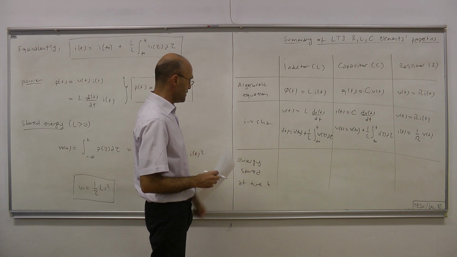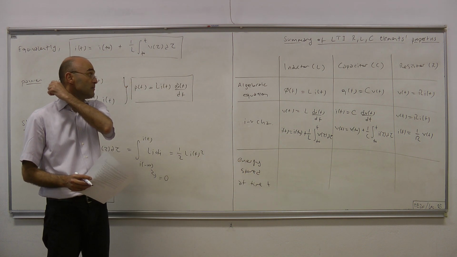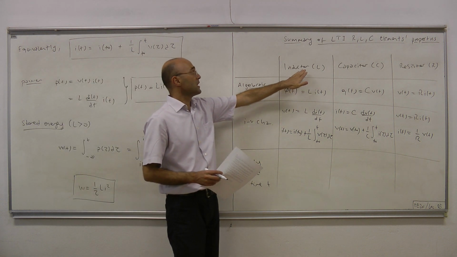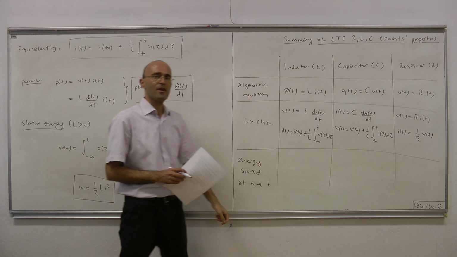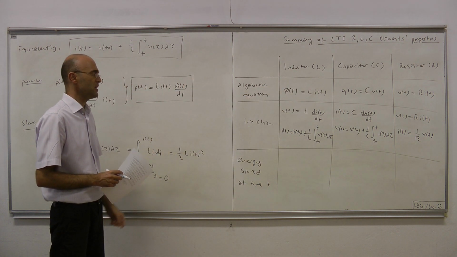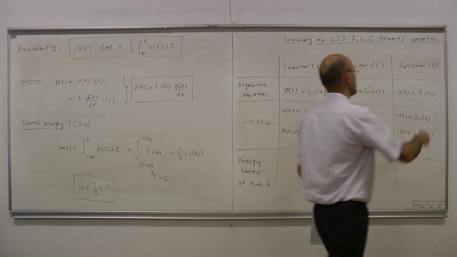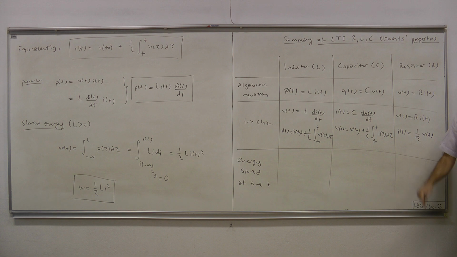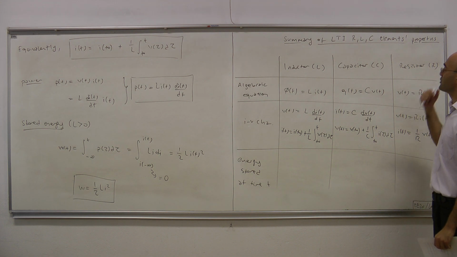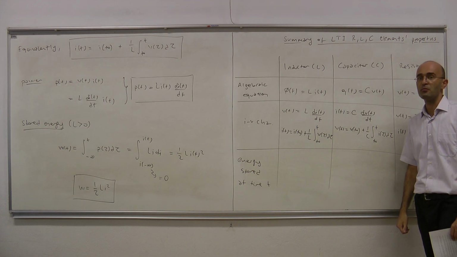And energy stored at time t. Okay. Now, inductor and capacitor, they have this very important property. They can store energy. But as for resistor, it's not able to store energy. What happens with the energy that it absorbs from the circuit?